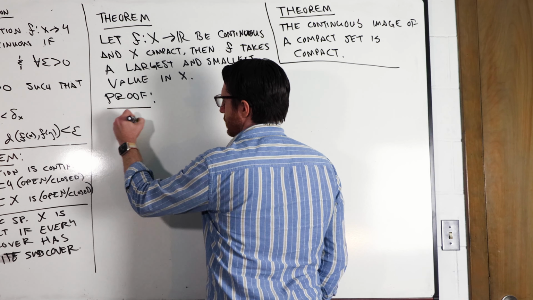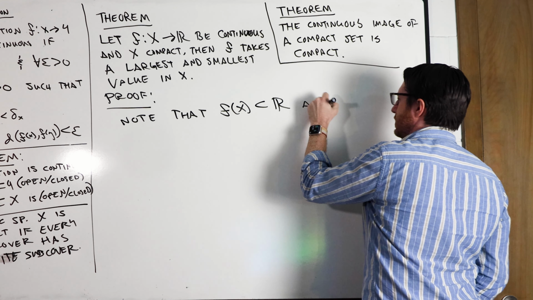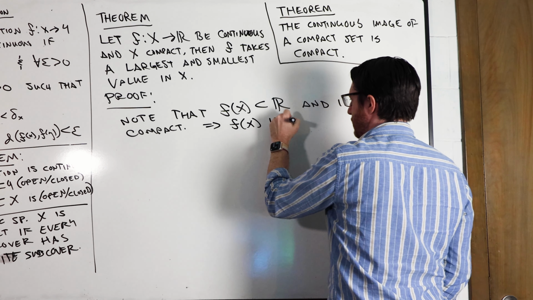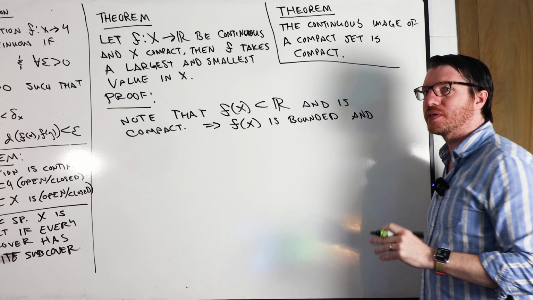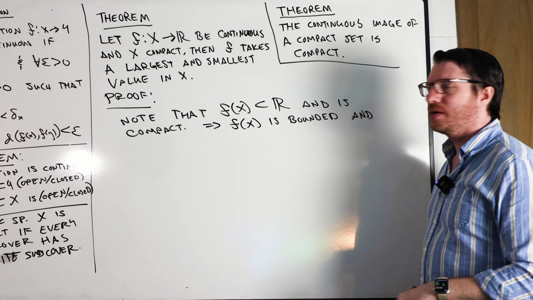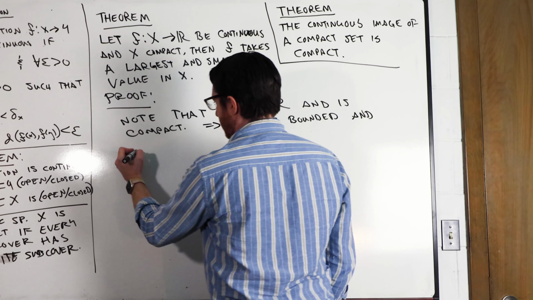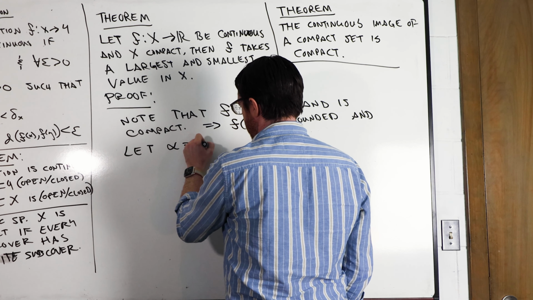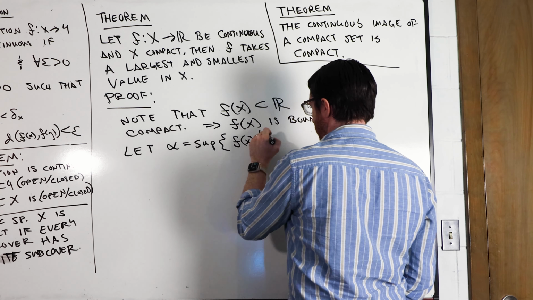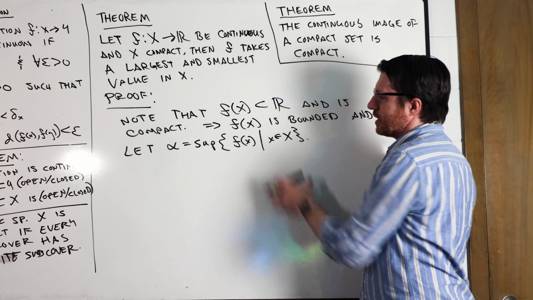So first of all, note that f of x is a subset of R and is compact. And so this means that f of x is bounded, and using our real number intuition, it's not only bounded, but there's some element in there that is the least upper bound of this set. Let alpha equal the sup of f of x, with x in X. Right, so that's some number in the reals. What we're going to show is that there's some way that we can actually get there.